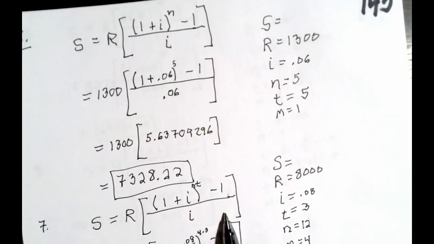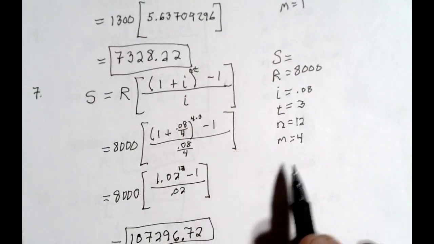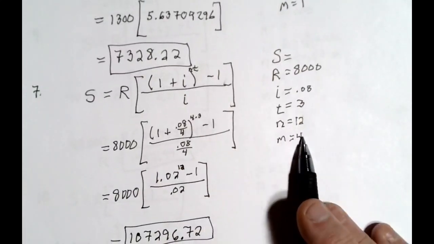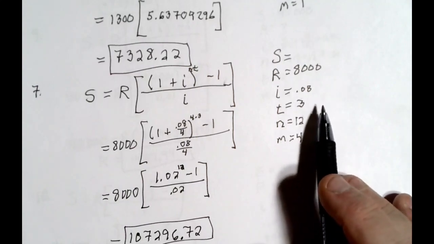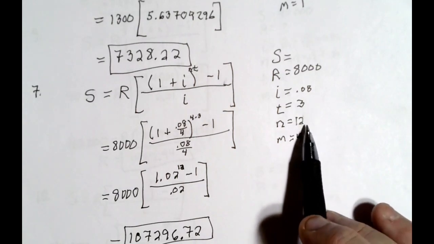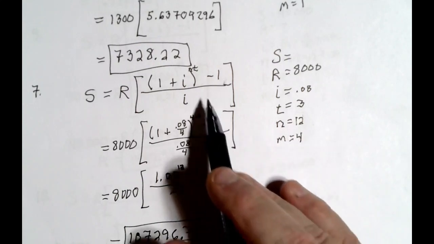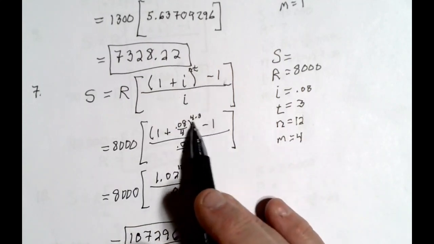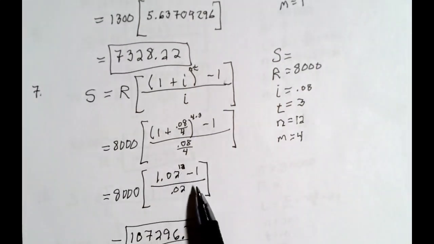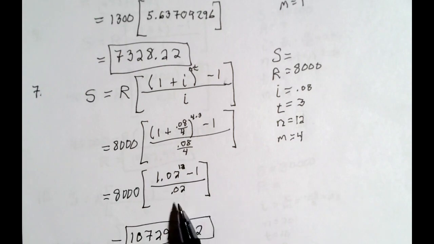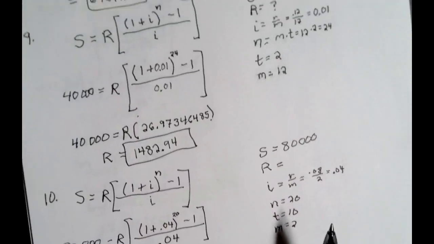So now 7 says find the future value of an annuity. $8,000 paid quarterly. So M is 4 over 3 years at 8%. So remember, N equals M times T. N equals M times T, 3 times 4, so N is 12. So you plug in all the things that you know. Definitely calculate this guy and this guy first. And then figure out this guy to the 12th. And then subtract 1. And then divide by 0.02. And then multiply by 8,000.